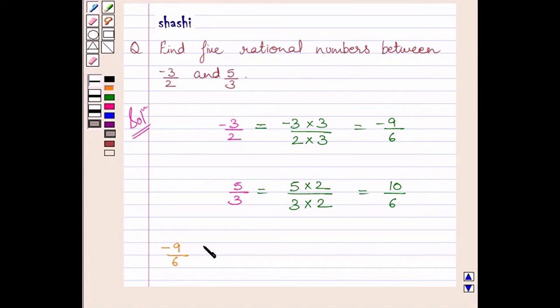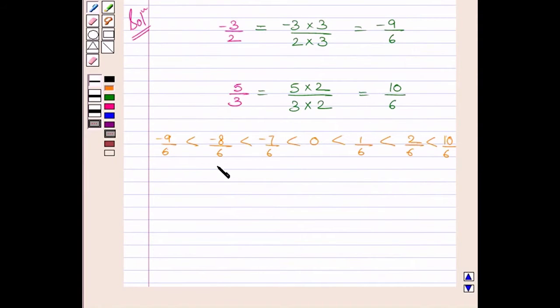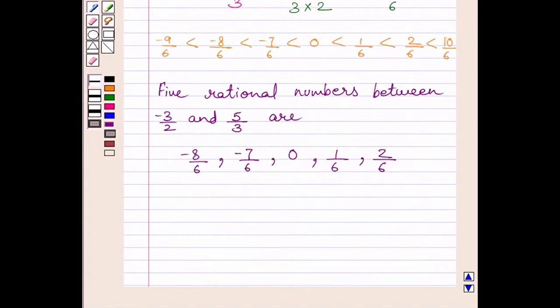Now, these rational numbers are minus 8 upon 6, minus 7 upon 6, 0, 1 upon 6, 2 upon 6. Note that there can be many more such rational numbers. So our required answer is 5 rational numbers between minus 3 upon 2 and 5 upon 3 are minus 8 upon 6, minus 7 upon 6, 0, 1 upon 6 and 2 upon 6.